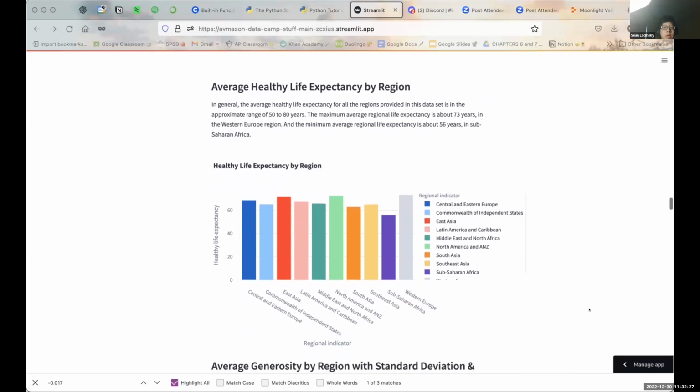This variation of the bar graph is more plain. It compares the average healthy life expectancy for each region. In general, the average healthy life expectancy for all the regions provided has an approximate range of 50 to 80 years. The maximum average regional life expectancy is about 73 years in Western Europe, and the minimum average regional life expectancy is about 56 years in the sub-Saharan African region.